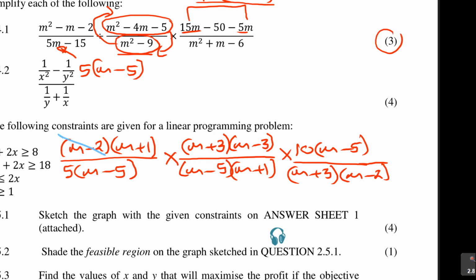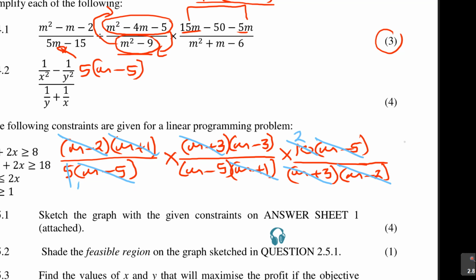You can see an m minus 2 there, and then I can see an m plus 3 there. I can see an m plus 1 here. I can see an m minus 5 here. And then is there anything remaining? I can see a 5 goes into 5 once, 5 goes into 10 two times. Am I right? Then I can have what is remaining.